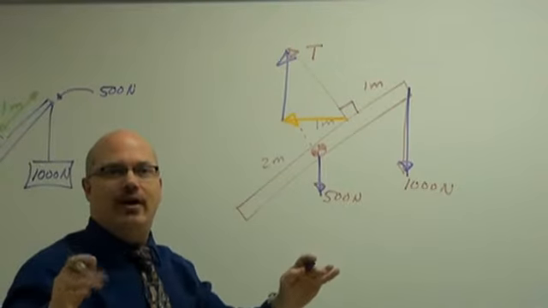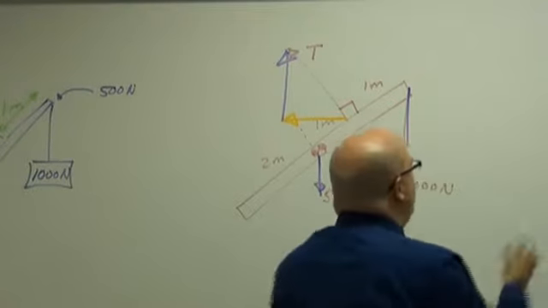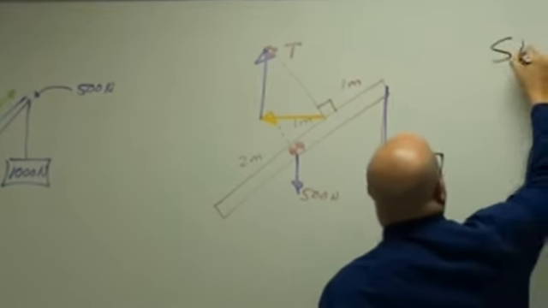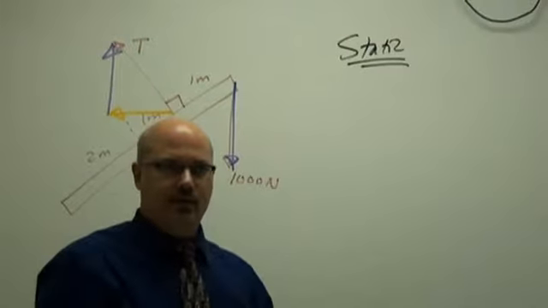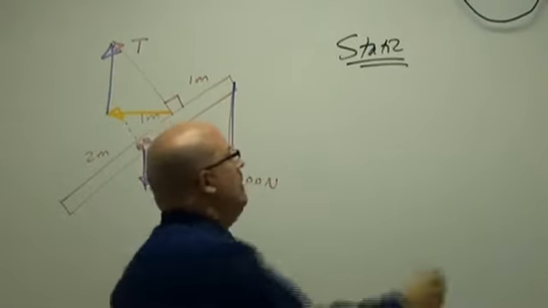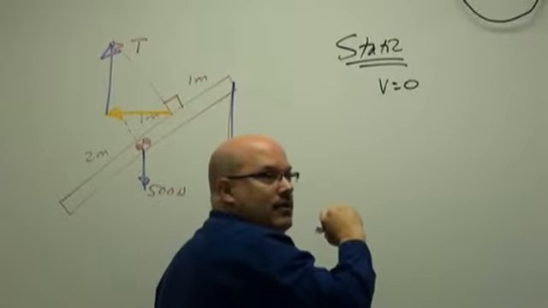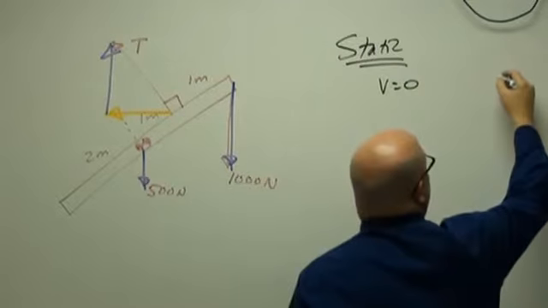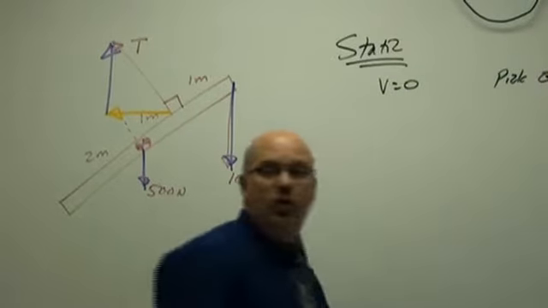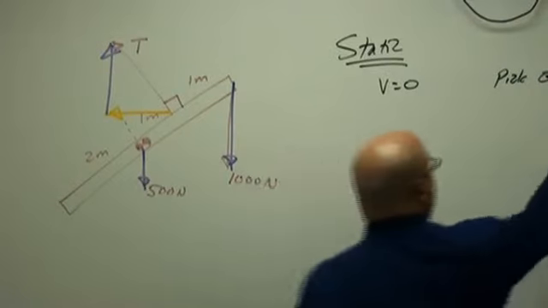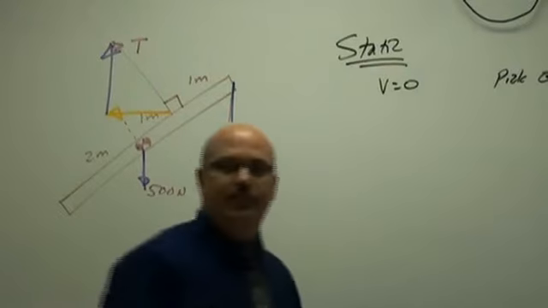Because it's stationary. We didn't really talk about that, but it's a really important step. It's static. What does that mean in physics? Not moving. Okay, not moving. Rotation. What else does it mean? You can pick your point of rotation anywhere you want. What else does it mean?